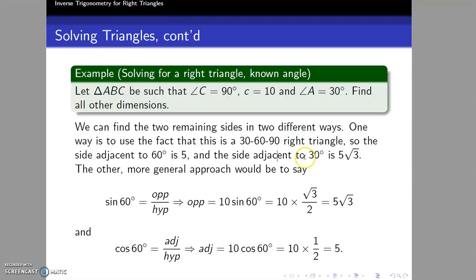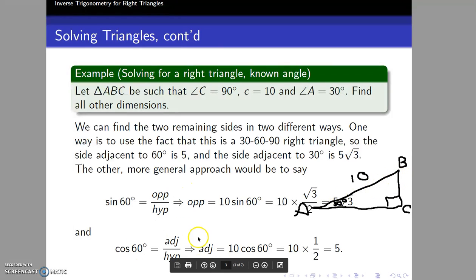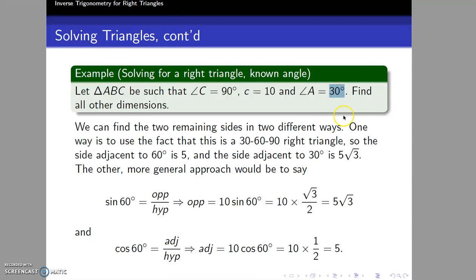Of course, if that doesn't do it for you, or if you just want to work more generally, because not everything in life is a 30, 60, 90 or a 45, 45, 90 right triangle, you could work more generally and just use trig ratios such as they are, and say, okay, sine of 60 degrees, that's opposite over hypotenuse, cosine of 60 degrees, that's adjacent over hypotenuse, and just go from there. That works as well. Of course, sine of 60 and cosine of 60, those are things we know exactly. We don't have to use a calculator for those. But had A been 35 degrees, we would have had to use the more general approach.